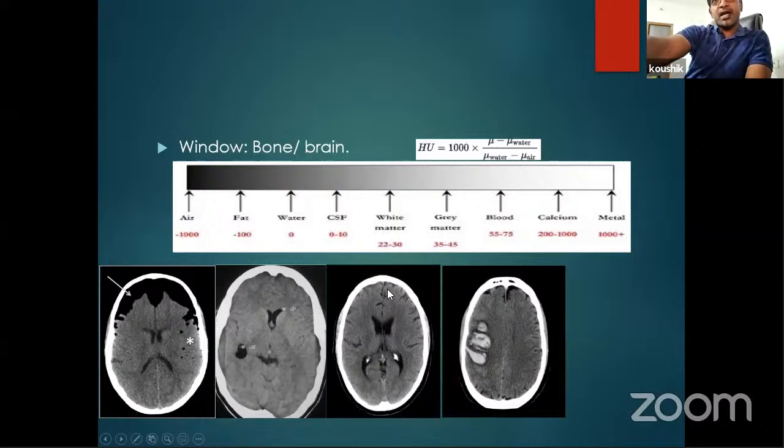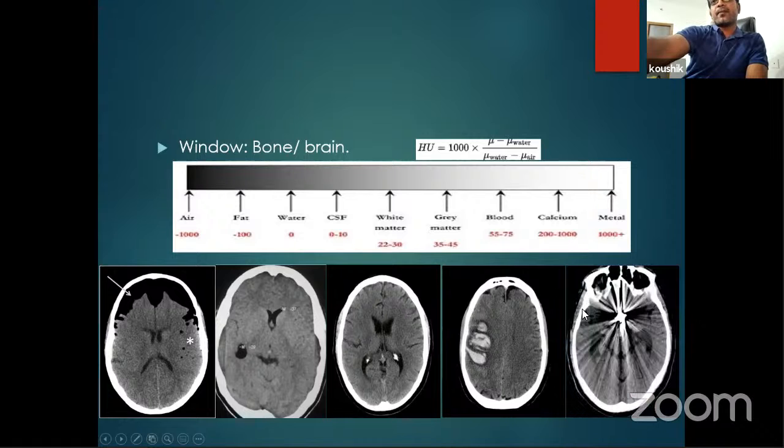Then comes the gray matter. Here, these gyri are the gray matter. And then comes the density of blood, which is more dense, and the blood is less dense than the calcium. There is a bone. And then the highest density is the metal. Usually the metal is more dense, and it gives a streak artifact.